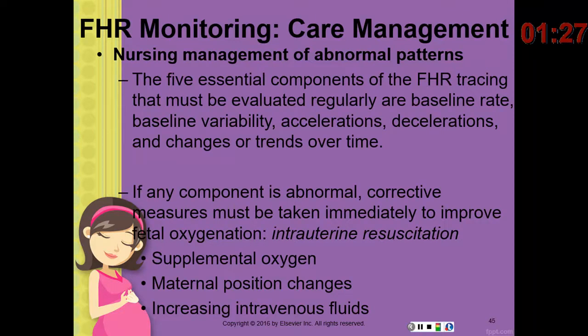We want to look at the 5 components that we look at so that we can evaluate consistently. Okay, so we always look at the baseline first. Is it in that 110 to 160? We look at the baseline variability. So do we have a kind of zigzaggy, rough looking line?